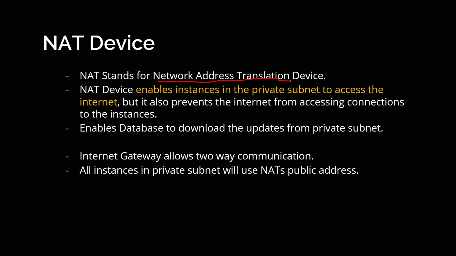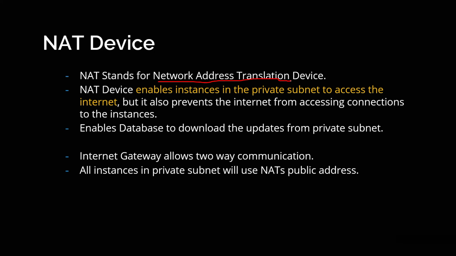Now you might ask, when we already have an internet gateway which opens up the connection to the internet, then why do we need a NAT device? Now friends, the basic difference between an internet gateway and a NAT device is that the internet gateway opens up two-way communication, right? Both inbound and outbound are open to the internet. Whereas a NAT device can only send a request to the internet, but it cannot be accessed over the internet. It is just one-way communication.